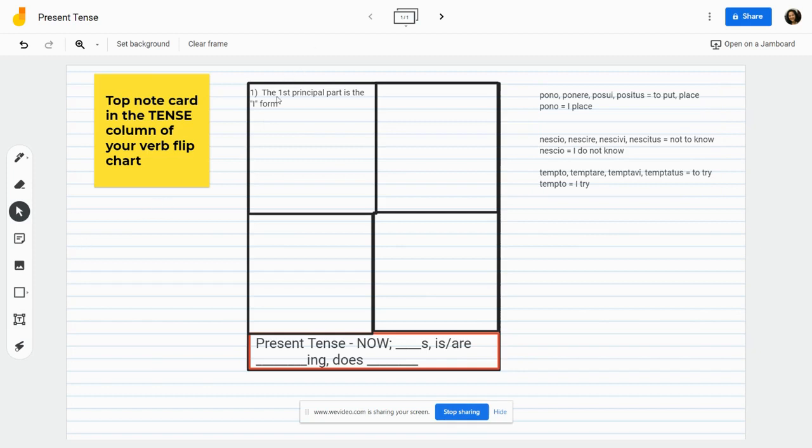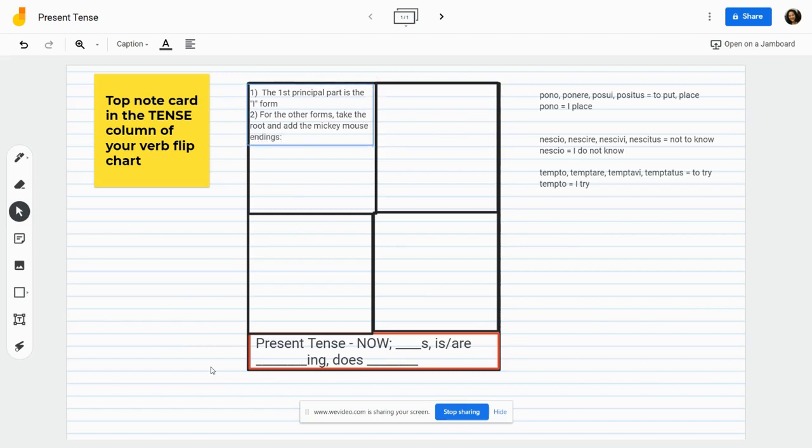Now let's go back to this. What about the rest of them? Because we don't just have an I form. We have what about you, he, she, it, we, y'all, and they. For the other forms, go take the root and add the Mickey Mouse endings.